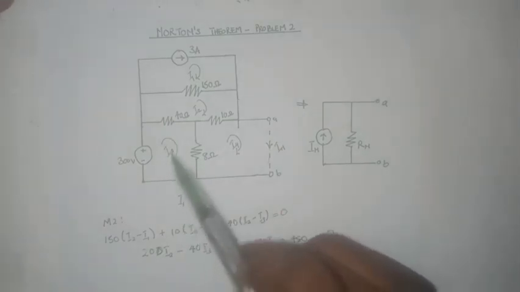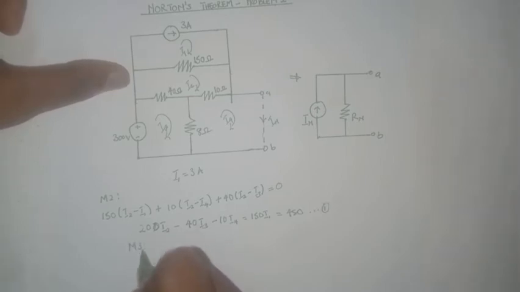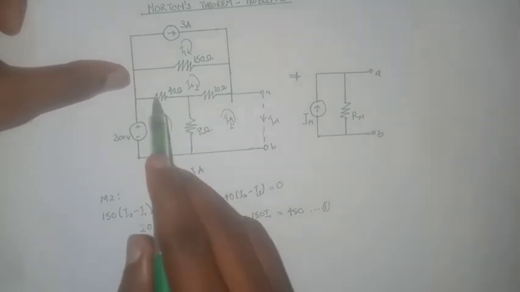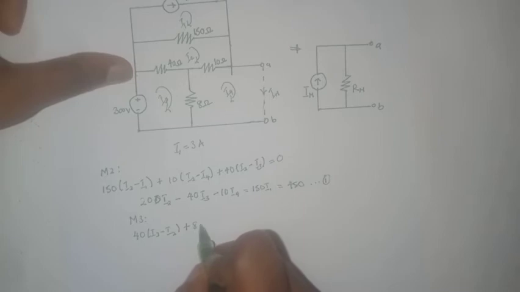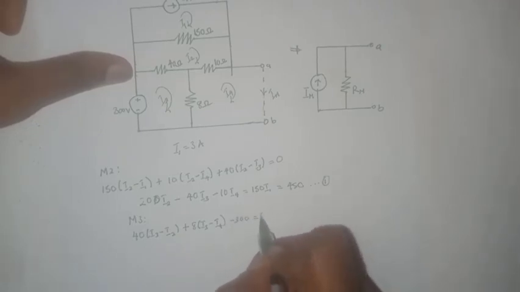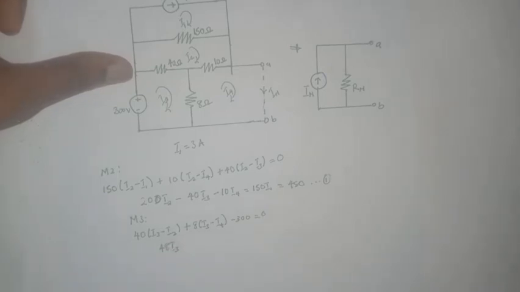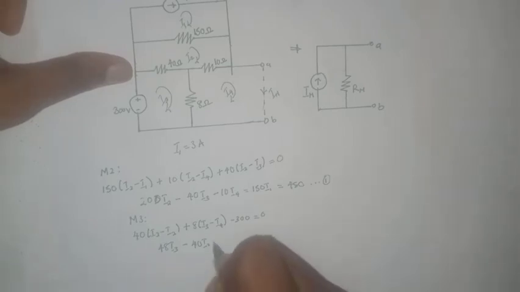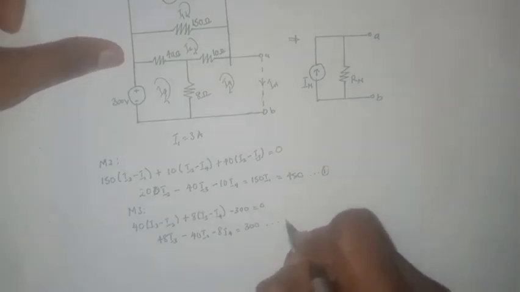We can then proceed to mesh 3. Mesh 3, let's say M3, would have 40 times (I3 minus I2), plus 8 times (I3 minus I4), minus 300 equals 0. That is the KVL equation in the third mesh, and it simplifies to 48 I3 minus 40 I2 minus 8 I4 equals 300. We can call that our second equation.